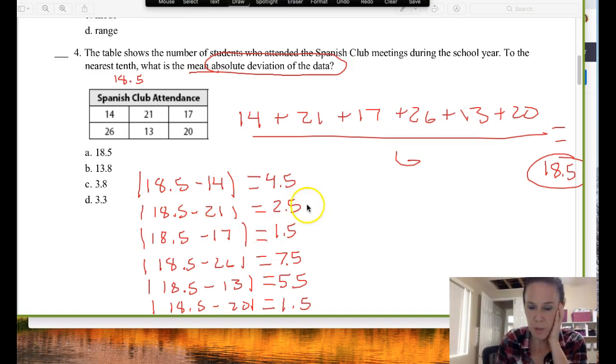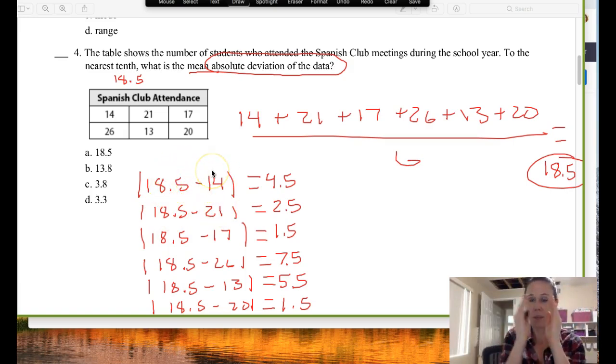Okay, when I do all the subtractions, these are the values I get. 18.5 minus 14, I get 4.5. 18.5 minus 21. Now 21 is bigger than 18.5. I still put a positive 2.5 because I'm looking to see how I get from the middle. This way I go up to get to it. This way I go down to get to it.